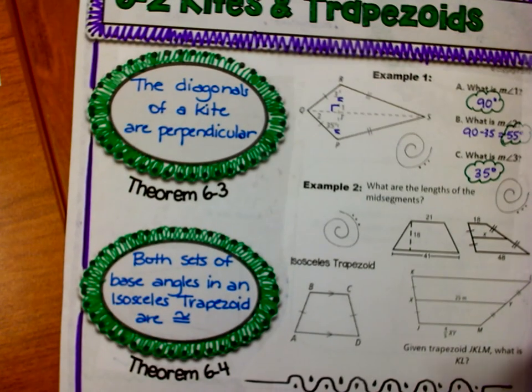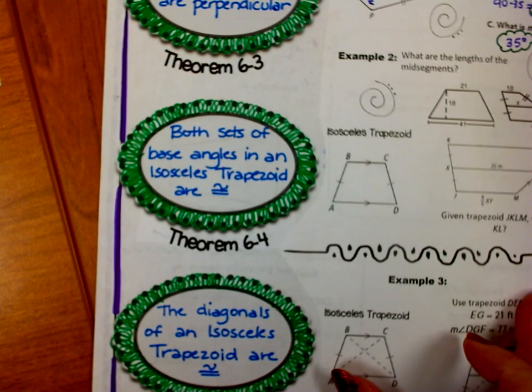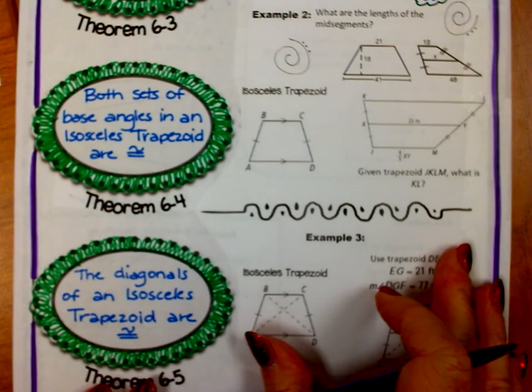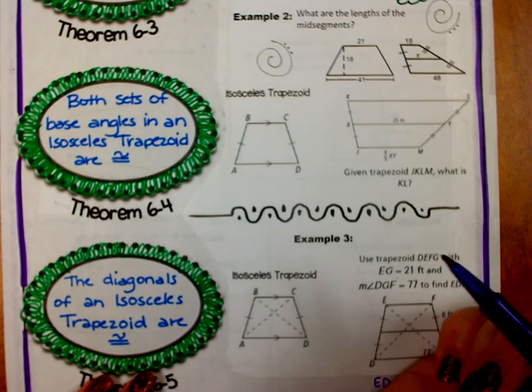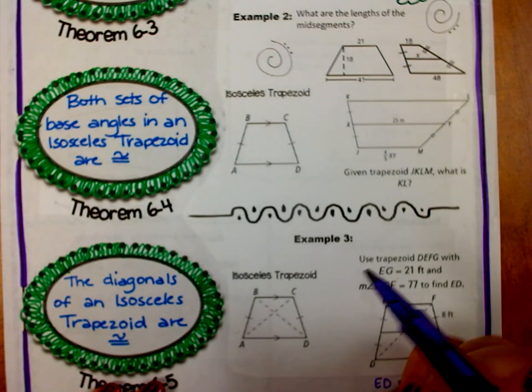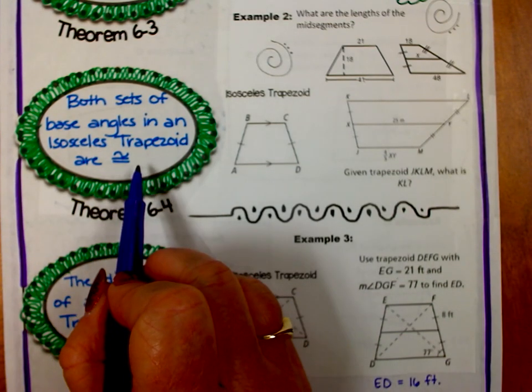All right, we will come back to example 2 in a little bit. Let's take a look at Theorem 6.4. Theorem 6.4 says both sets of base angles in an isosceles trapezoid are congruent.